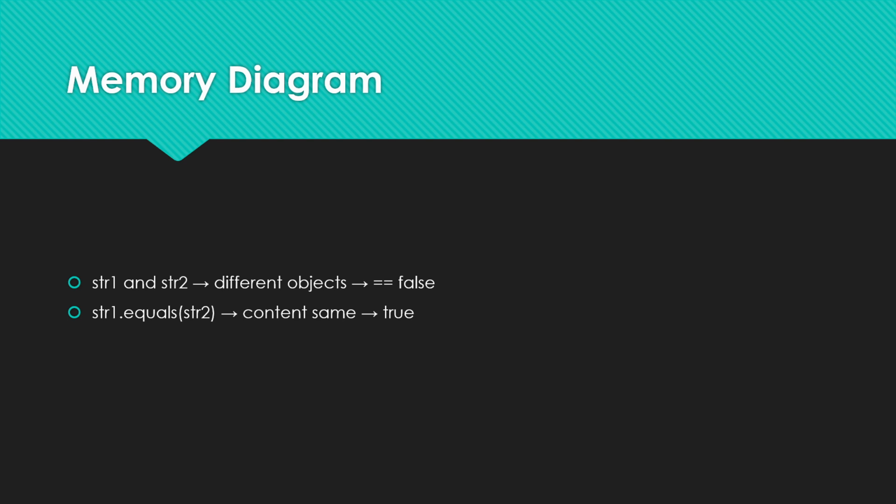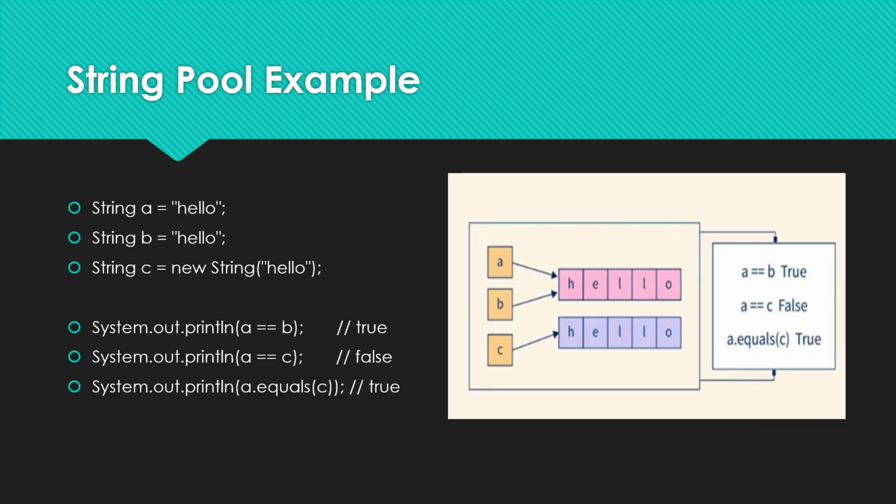To visualize this, str1 and str2 are stored in different locations in memory. That's why == is false. But when we call .equals(), Java compares the content, so it returns true. This is the most important difference, reference versus content.